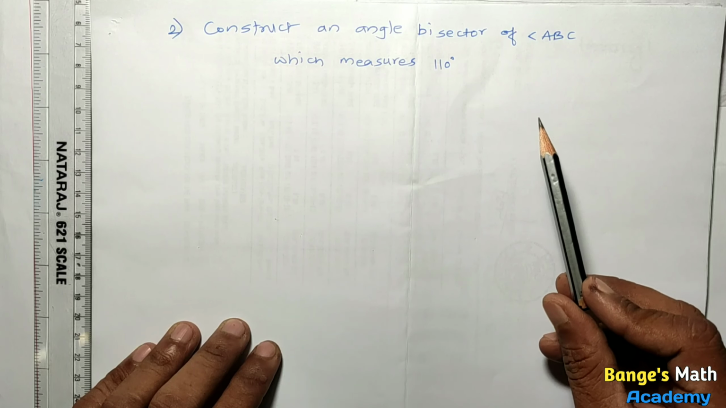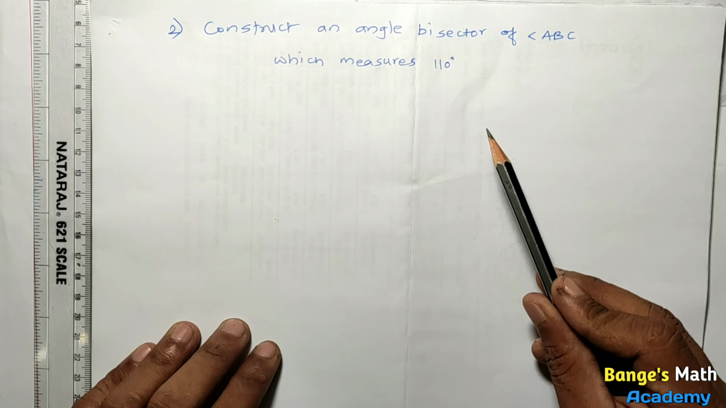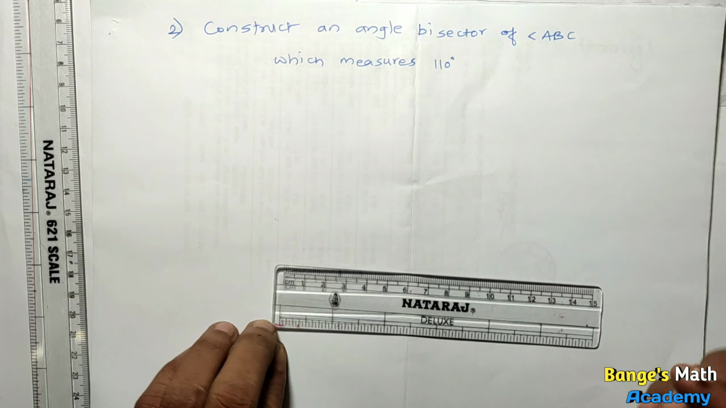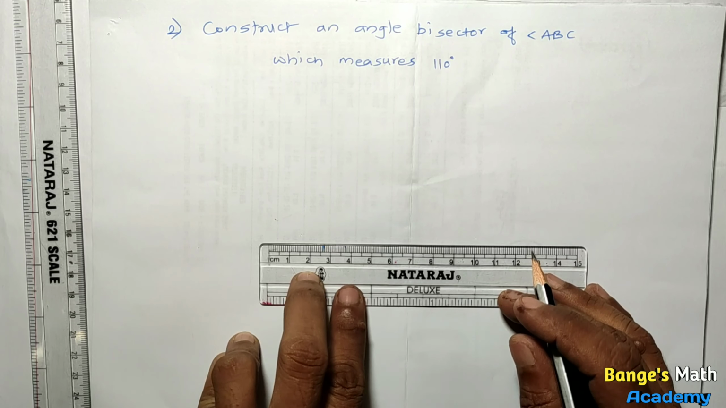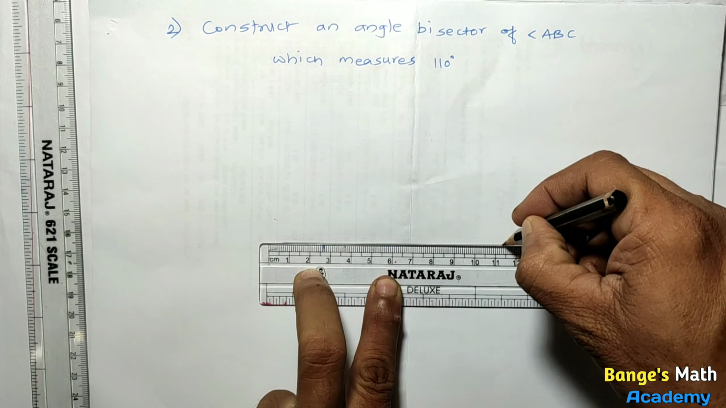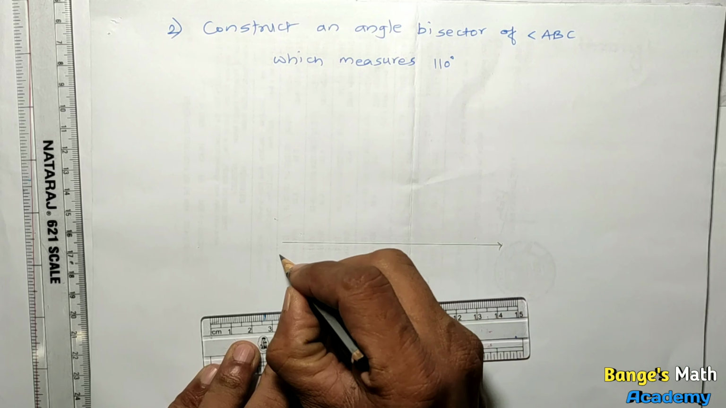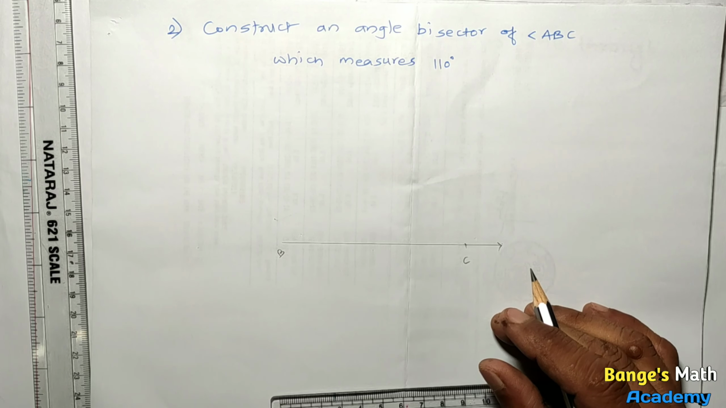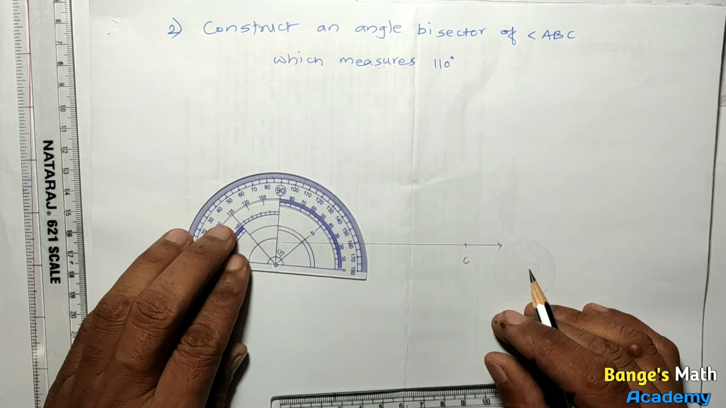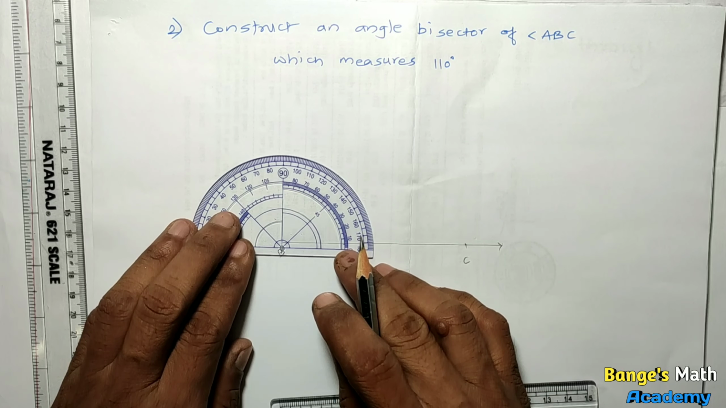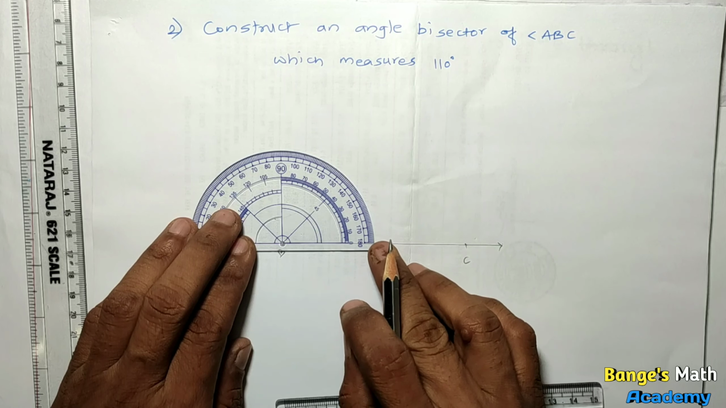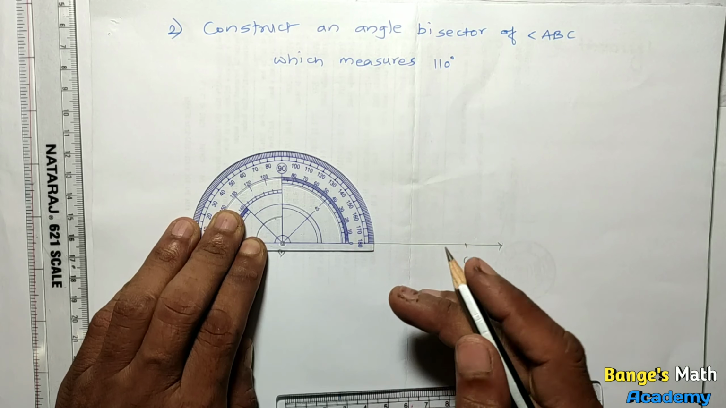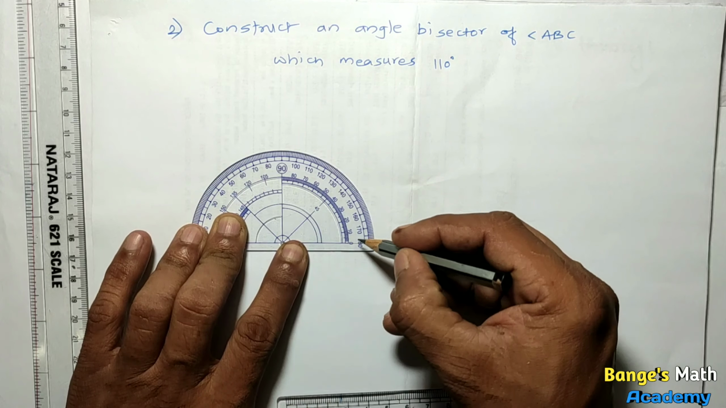Second construction, construct an angle bisector of angle ABC which measures 110 degrees. So first of all, draw a ray with the help of a ruler, ray BC, and with the help of a protractor construct an angle of 110 degrees.